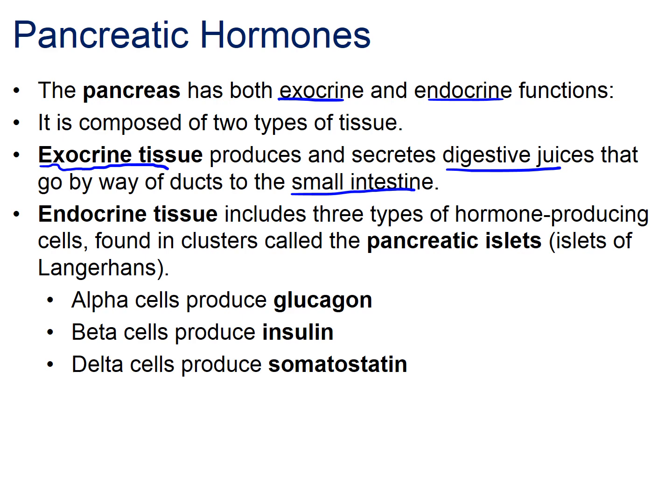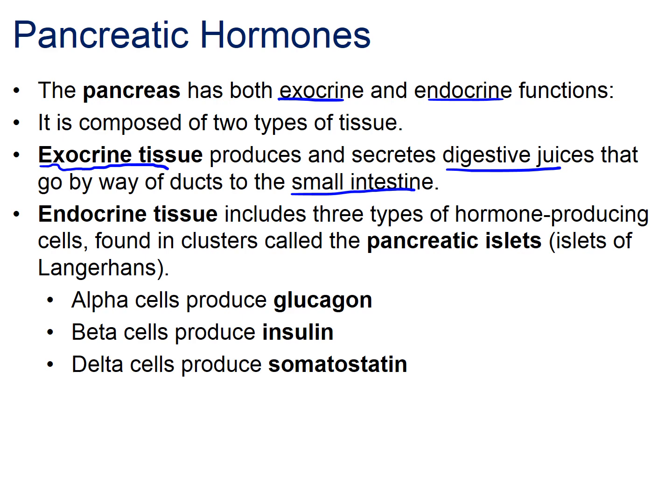Other examples of exocrine glands, just for reference, include things like the salivary gland and the sweat gland. They all secrete through some kind of duct. An endocrine gland is different because an endocrine gland is going to secrete their contents directly into the bloodstream. All right, and the pancreas can certainly do that.